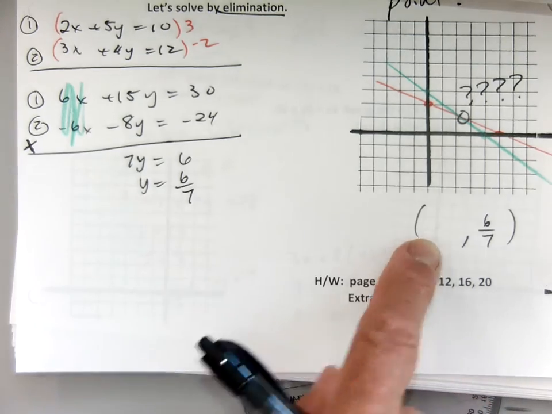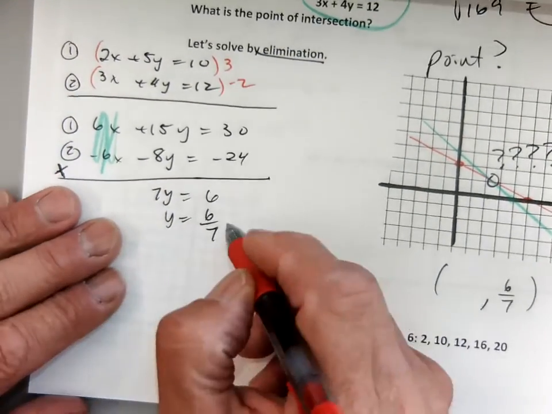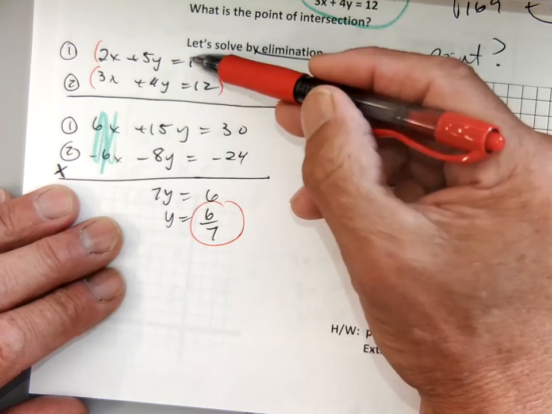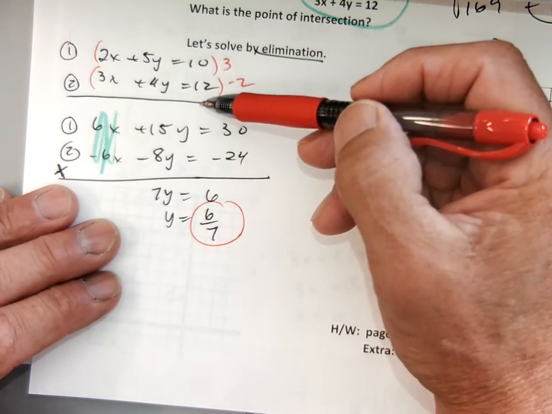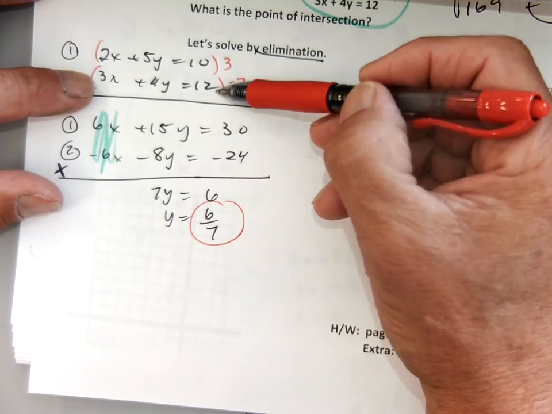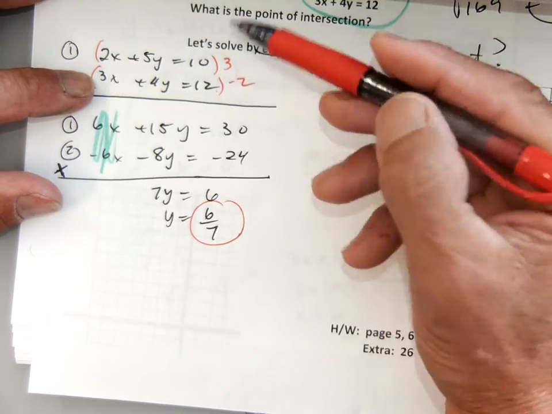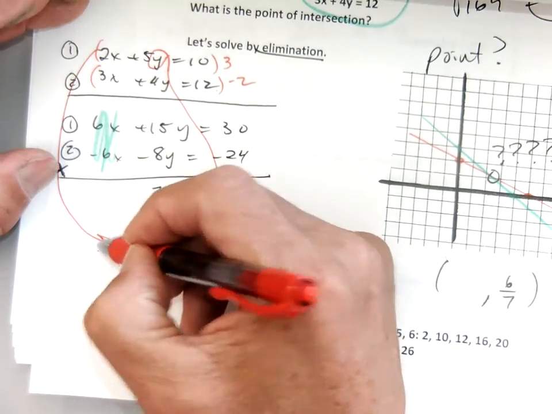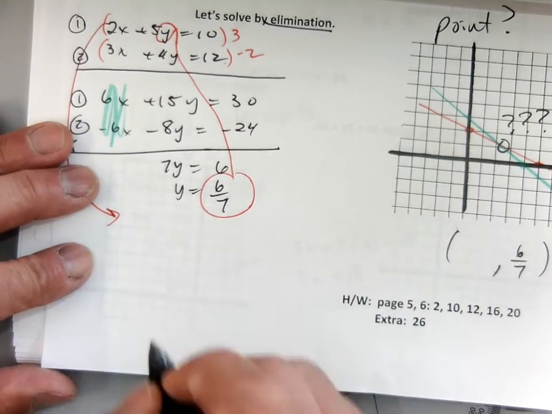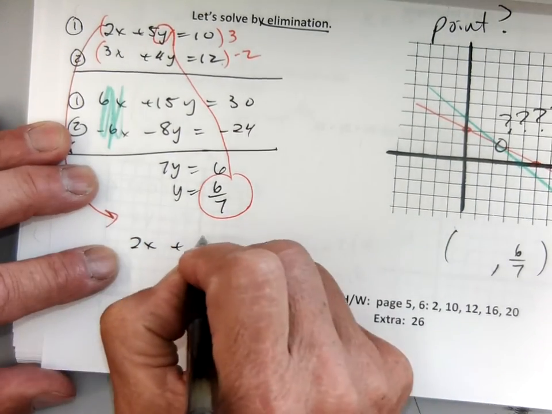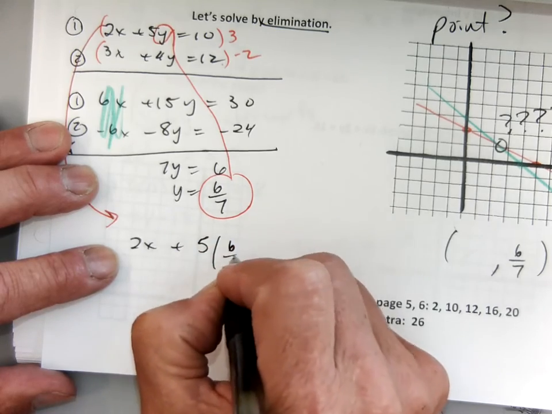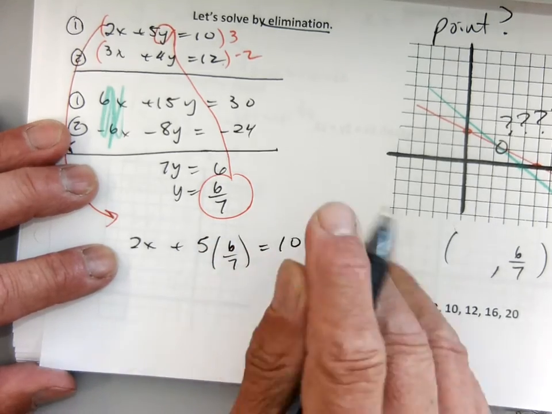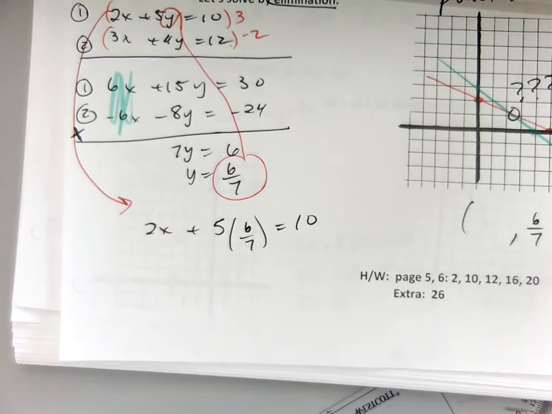There you go. So we're going to substitute. We've got lots of places to put it. We can put it in equation 1, equation 2. It doesn't really matter. Lauren, what do you want? Equation 1 or equation 2? Equation 1. Okay, we're going to put the 6/7 in for y. So I bring equation 1 down here. I'm going to go 2x plus 5 times 6/7 equals 10. Okay. I'm going to have to deal with fractions, but fractions don't scare me. I can do it.